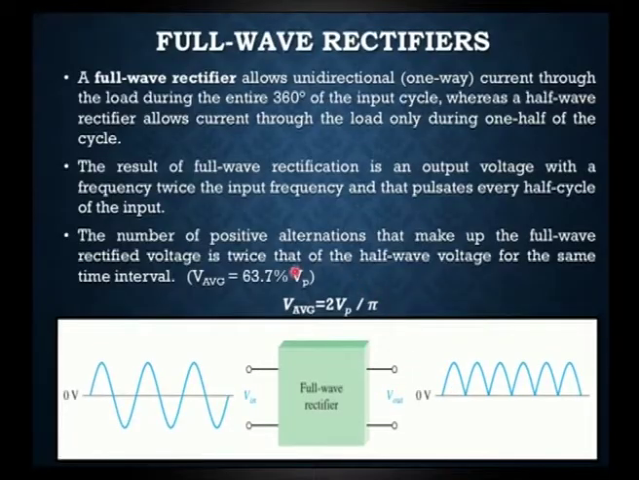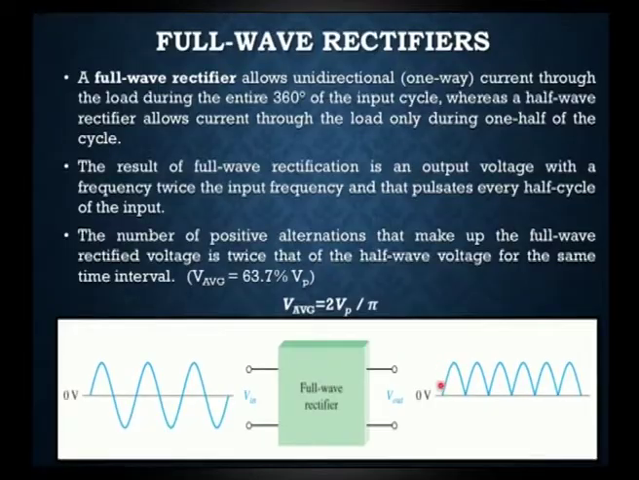And one more thing that we can observe in the full wave rectifier is that the number of positive alternations that make up the full wave rectified voltage is twice that of the half wave voltage for the same time interval. For the same time interval we can observe two full waves in a full wave rectifier, but in a half wave rectifier we observe only one cycle. This makes the frequency twice that of a half wave rectifier.